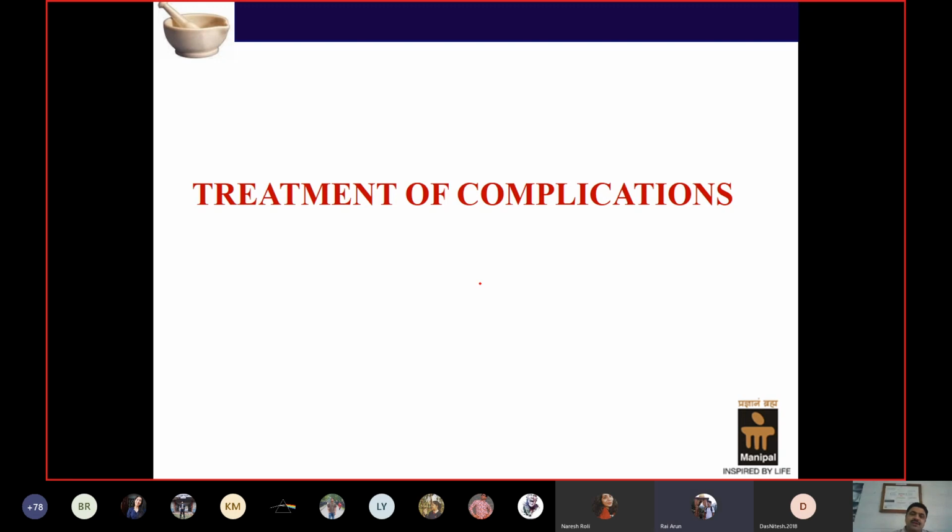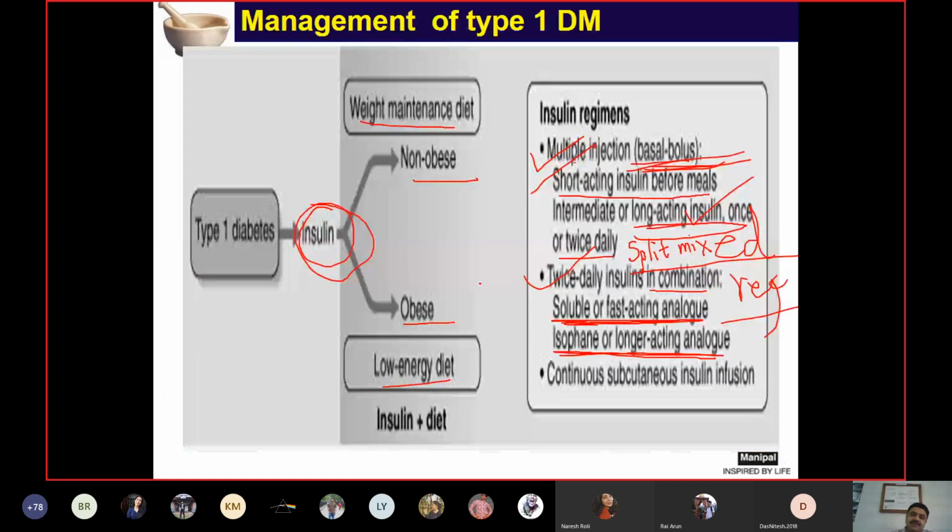Okay, so here in type 1 diabetes mellitus, the diet is important, whether the patient is obese or non-obese. But what we do is we consider a weight maintenance diet in a non-obese patient and a low energy diet in an obese patient. So maintenance of diet is important in both obese and non-obese patients in type 1 diabetes mellitus. Got it? So insulin is a must, and we can give this insulin in two ways, isn't it?